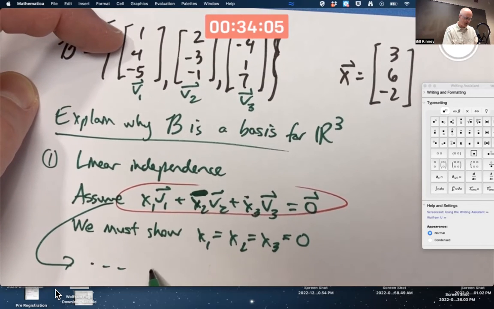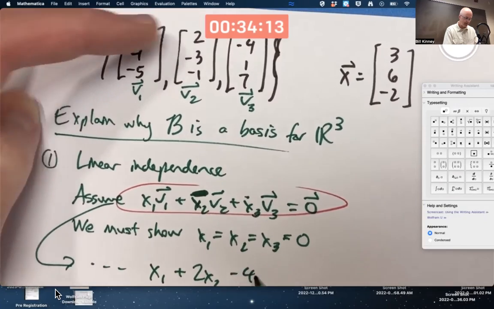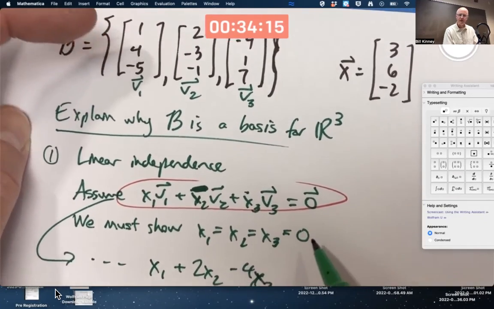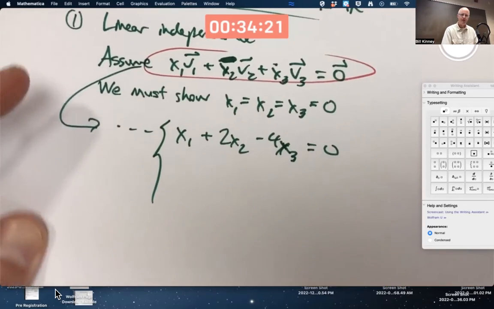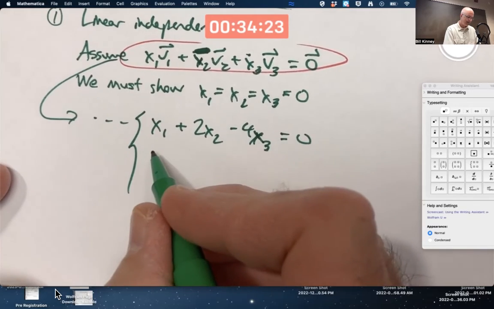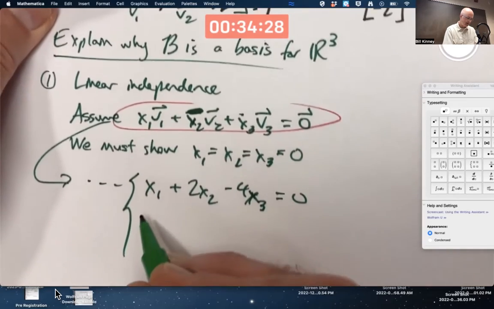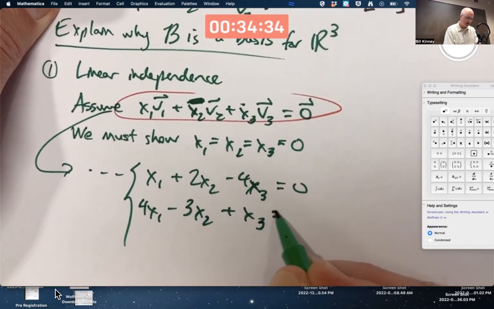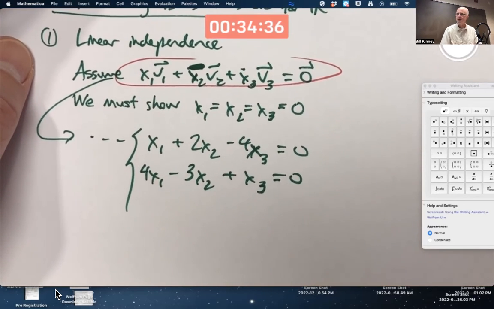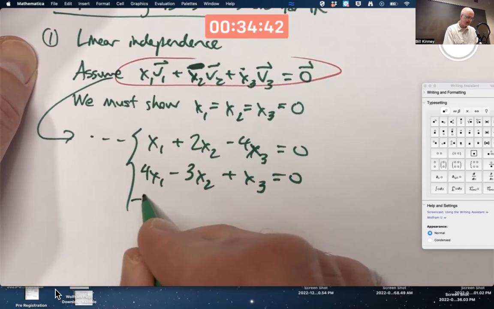First equation is going to be x1 times 1 plus x2 times 2, which is 2x2, plus x3 times -4, minus 4x3 equals the first component of the 0 vector, which is 0. Then for the second equation, you use the second components, 4, -3, and 1. Am I doing a bit of overkill here? Yeah, probably, but just for your sake, I'm trying to emphasize what's really going on in writing the system of equations out.